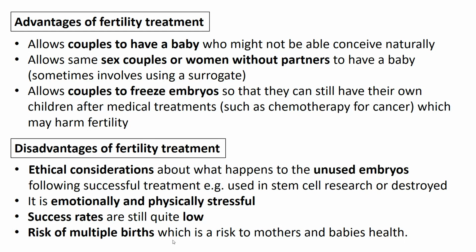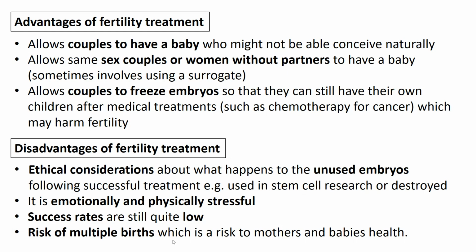Disadvantages, though: there are some ethical considerations thinking about any unused embryos. If you make 8, for example, and you use one and have a baby, do you want to have 7 other children? So it's decisions about what to do with those embryos. Should they be used in stem cell research or destroyed? How do people consider that as a life or not?